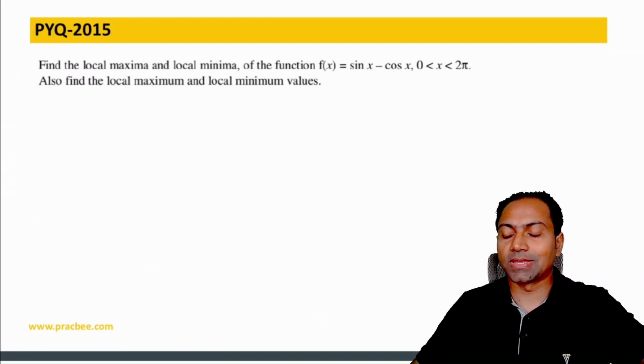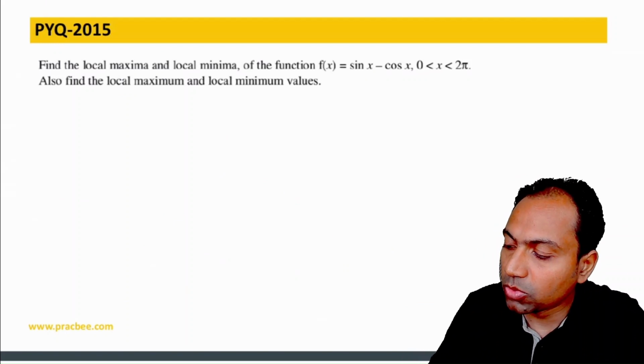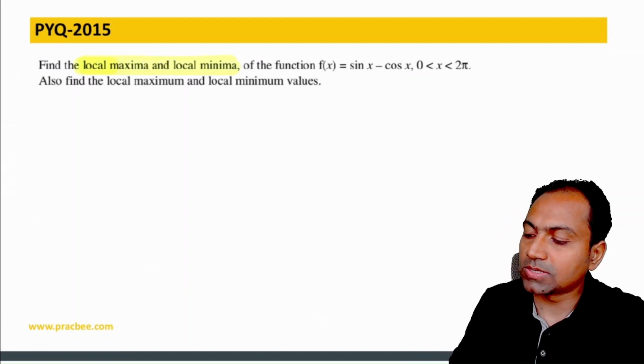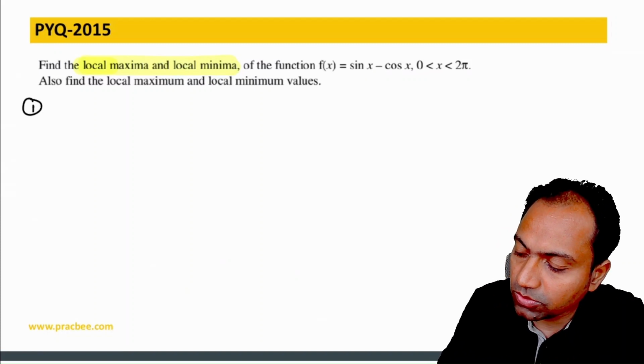Now in this question, it is different. They are talking about local maximum and local minimum values. This is what they are asking us. So we will have to follow the first approach. So the approach is very simple.